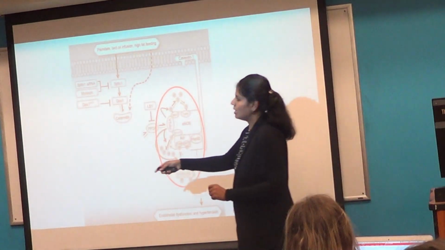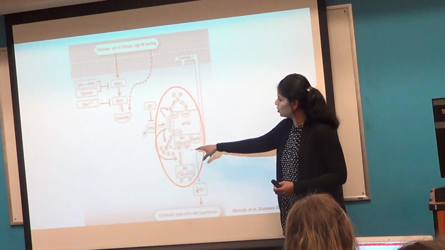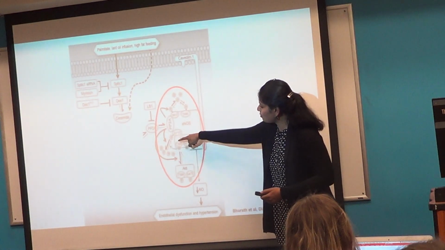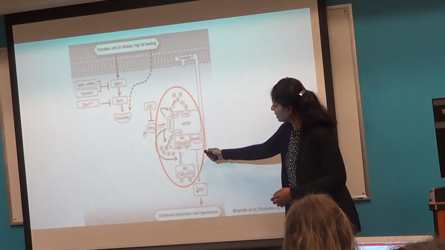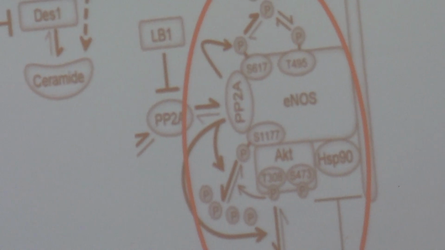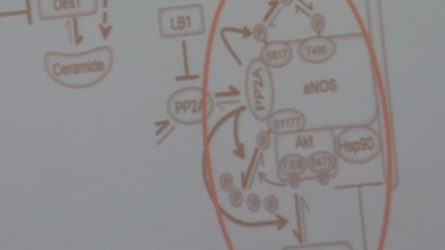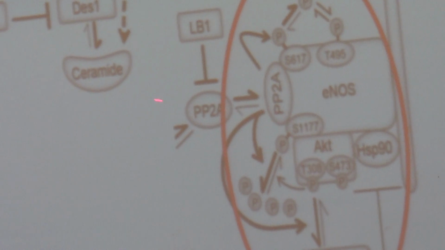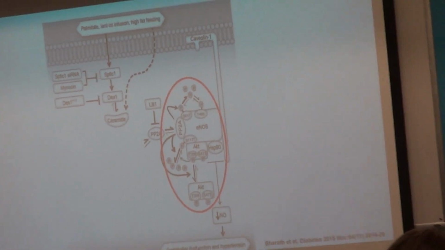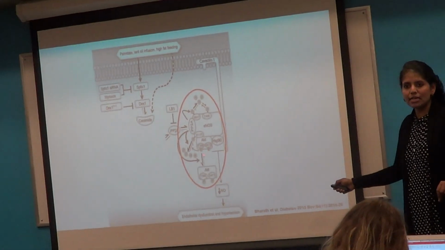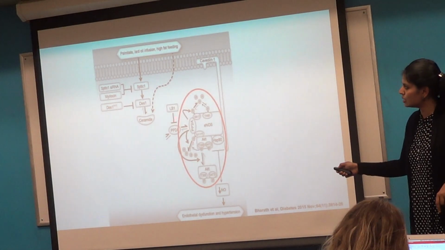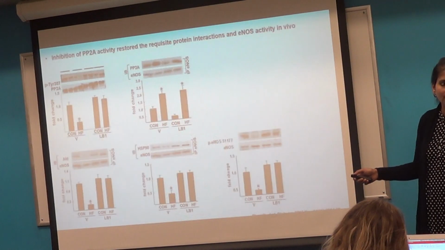So how does that work? We saw this AKT-eNOS interaction, and I'm just showing it to you as an image here. AKT sits with eNOS and phosphorylates it. And HSP90 is a protein that acts as a chaperone, something that keeps them together. So PP2A somehow binds to eNOS and dephosphorylates eNOS. So you're wondering, is it dephosphorylating eNOS? Is it dephosphorylating AKT? Somehow it's removing the phosphate group from it. How is it doing that? And LB1 is preventing it. What is the mechanism behind it?